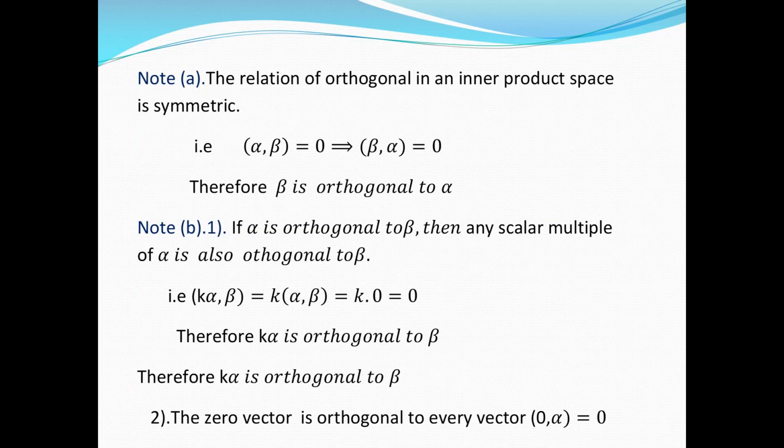Next point: the zero vector is orthogonal to every vector. That means the inner product of 0, alpha is equal to 0. The inner product of 0, beta is equal to 0. The inner product of alpha, 0 is equal to 0.